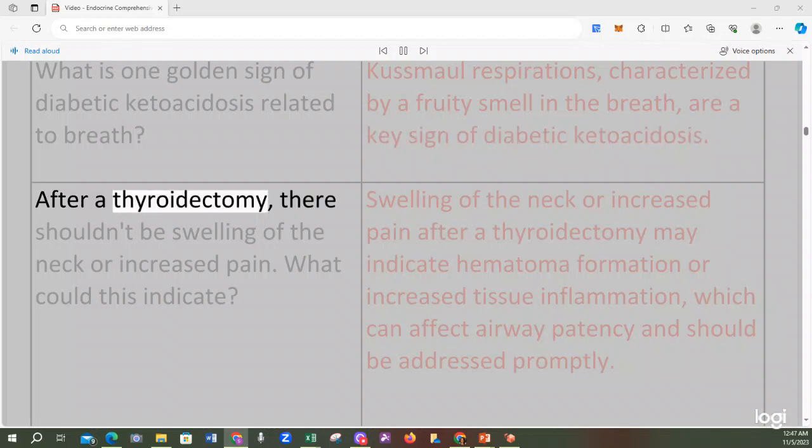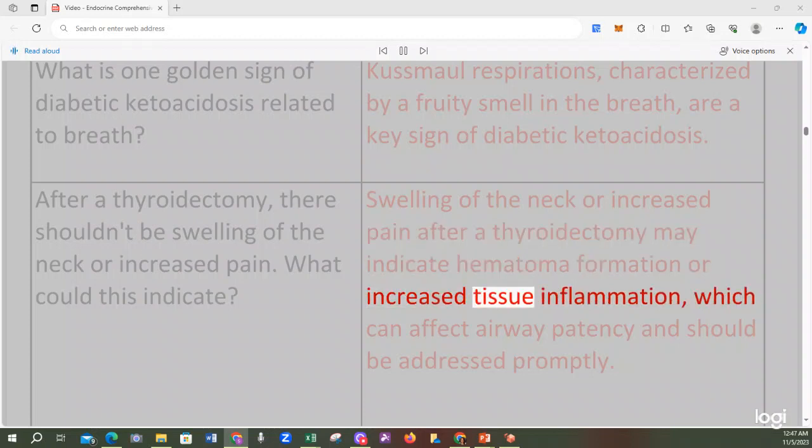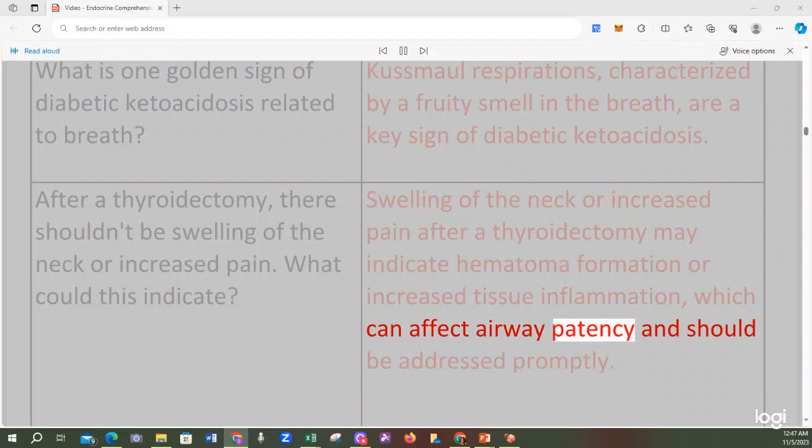After a thyroidectomy, there shouldn't be swelling of the neck or increased pain. What could this indicate? Swelling of the neck or increased pain after a thyroidectomy may indicate hematoma formation or increased tissue inflammation, which can affect airway patency and should be addressed promptly.